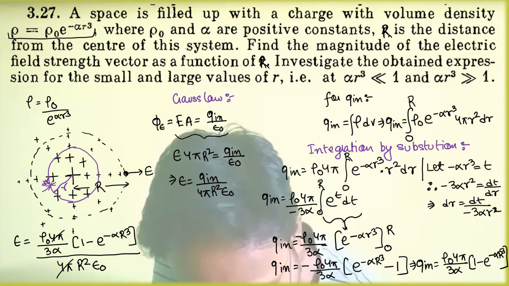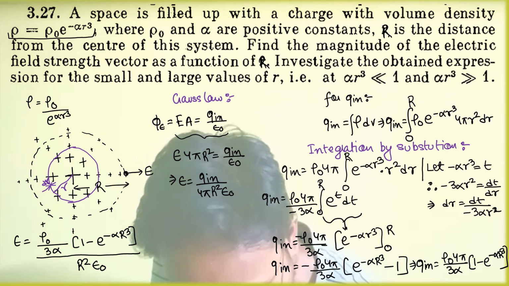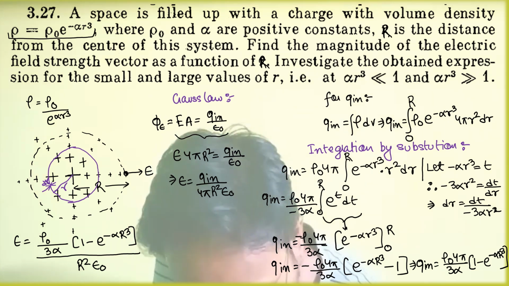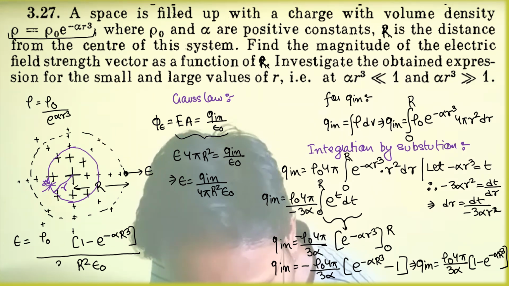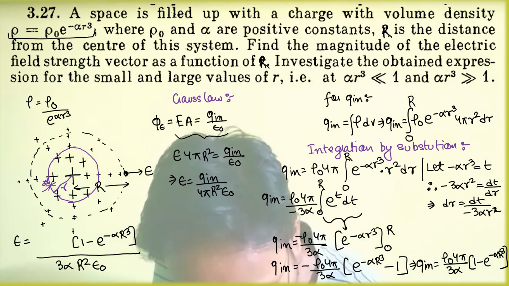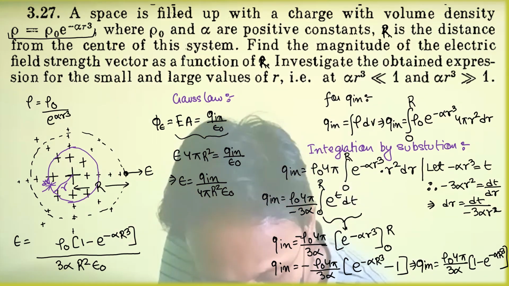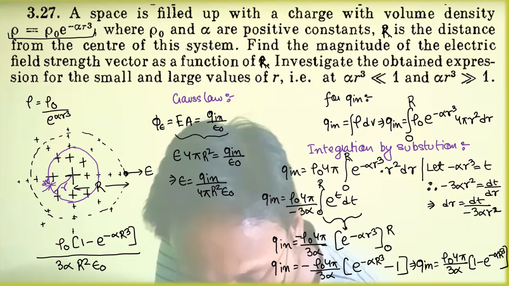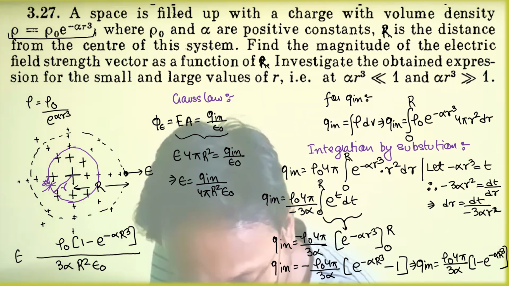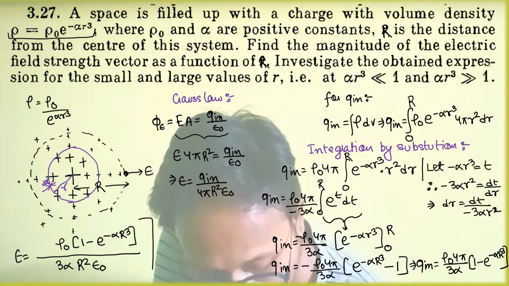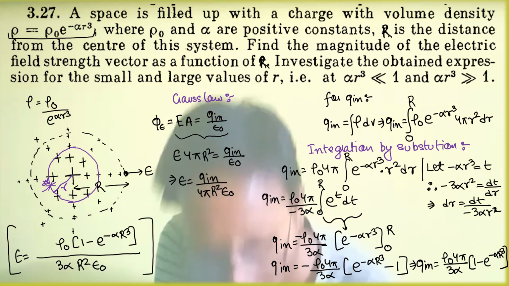Okay, is there anything else getting cancelled? I don't think so. This 3 alpha would come at the denominator. So 3 alpha. Out here, let me write the rho naught neatly. Rho naught. Fair and fine. So this is our electric field at distance r from the origin. Okay, this is the value of our electric field at distance r from the origin.